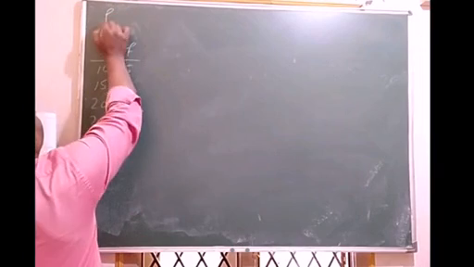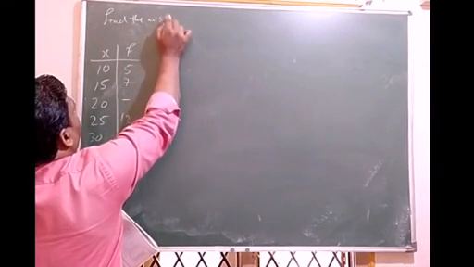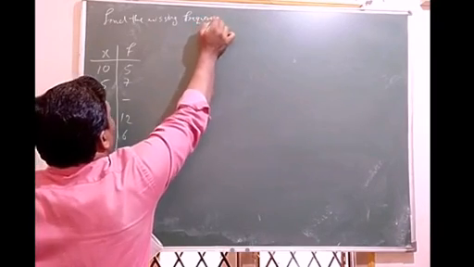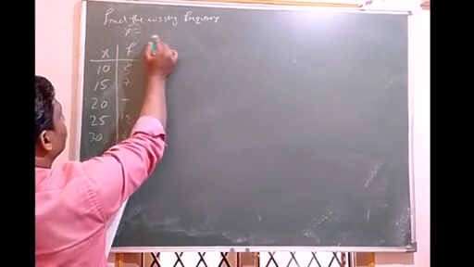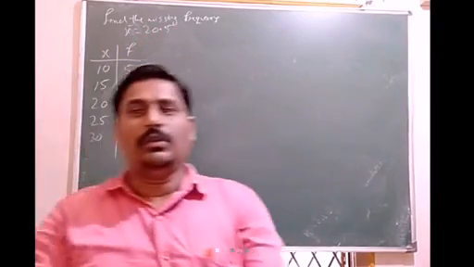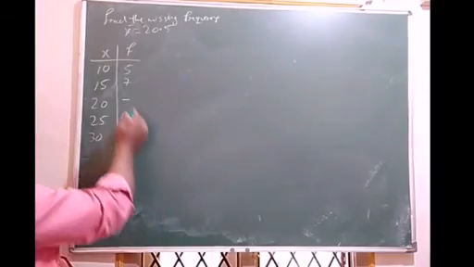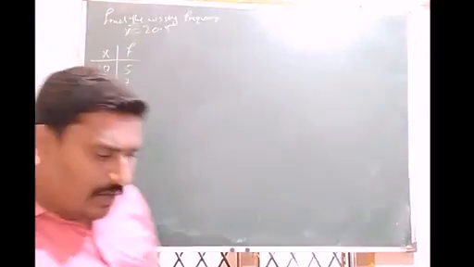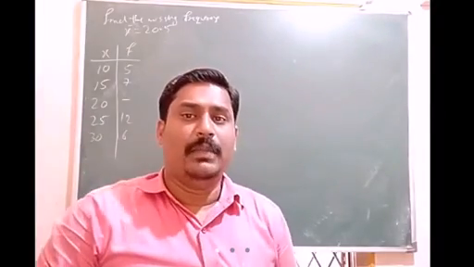Here, find the missing frequency of the following data where x bar, that is the mean, is equal to 20.5. So the mean for this data is 20.5. One of the frequencies is missing here, so we have to identify that missing frequency with the help of the mean given there.